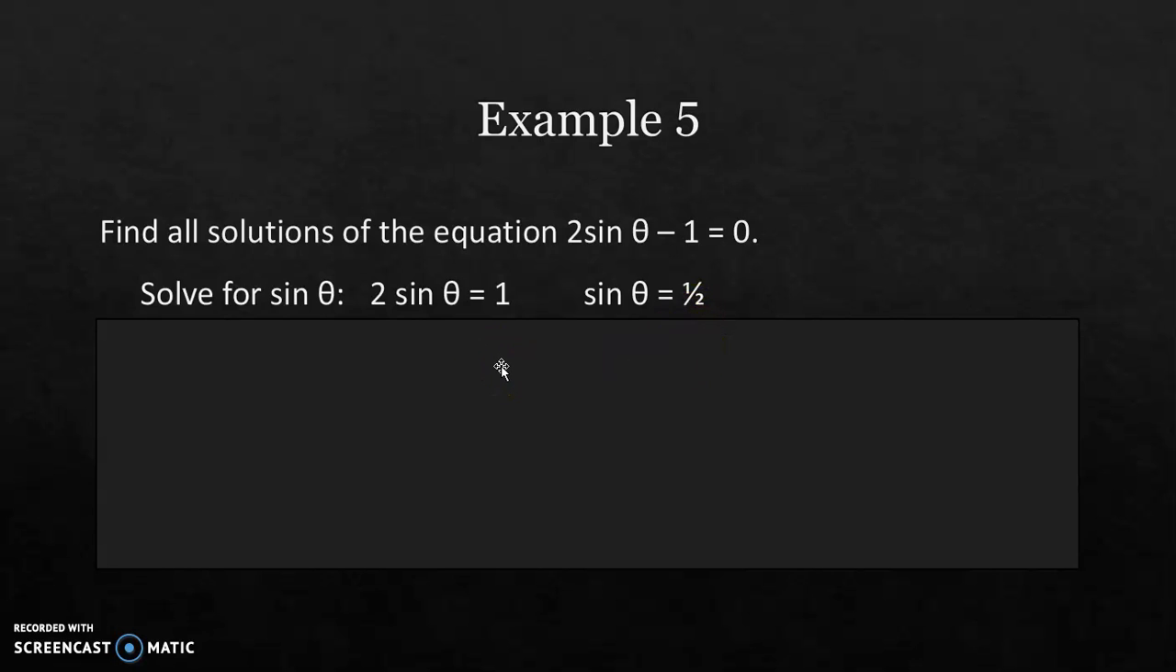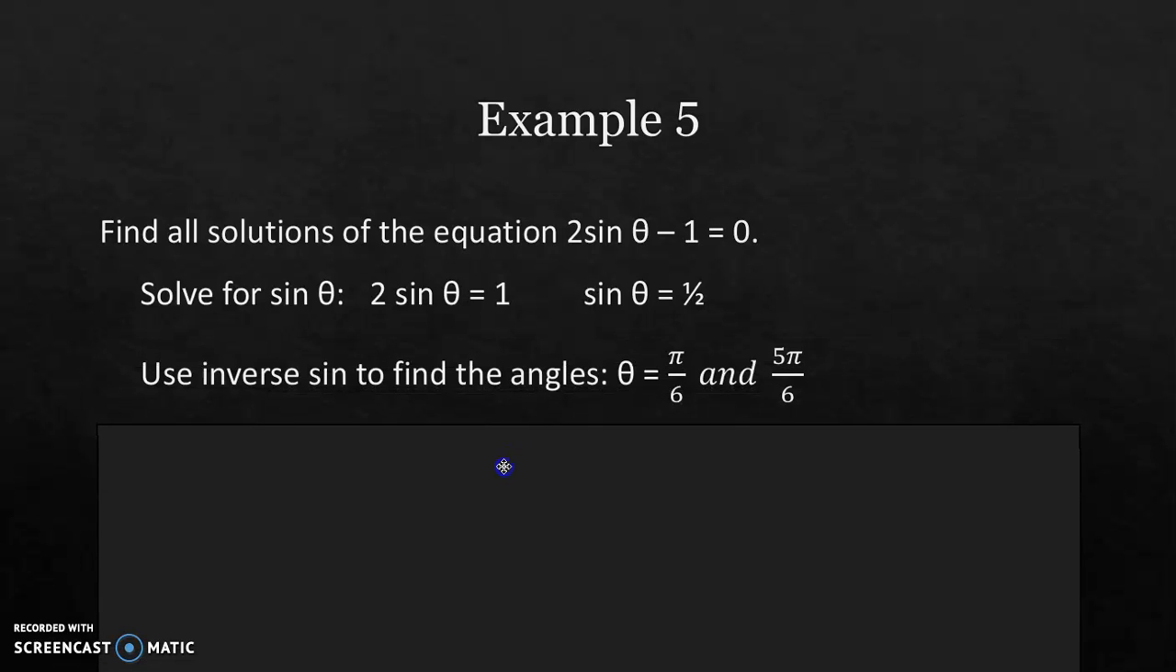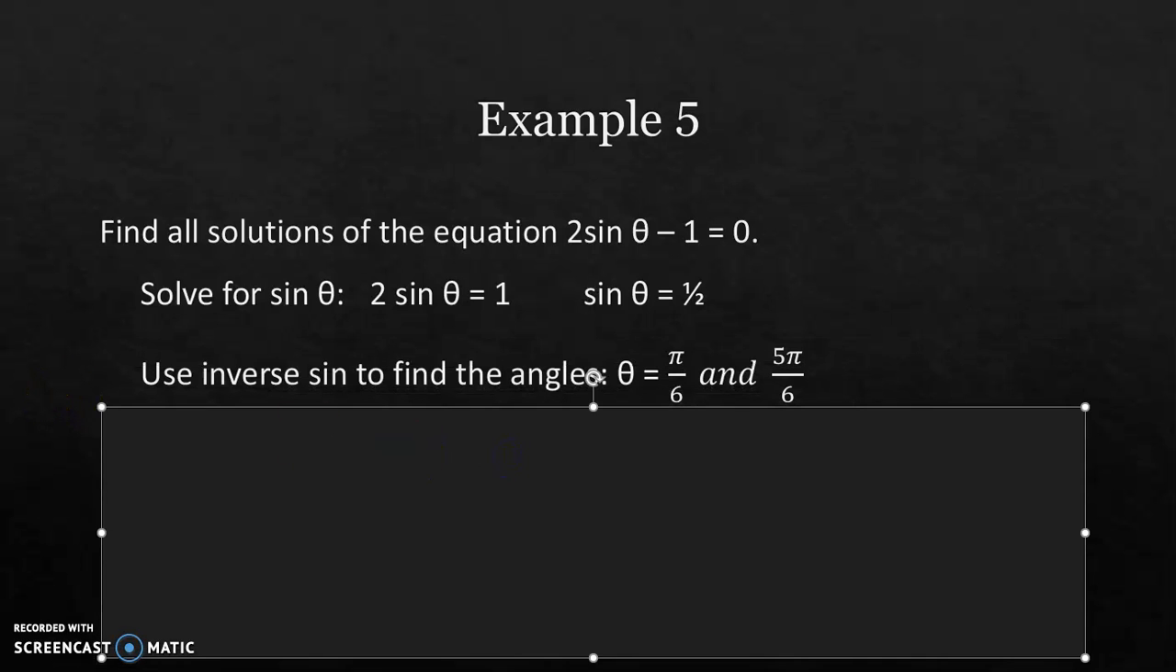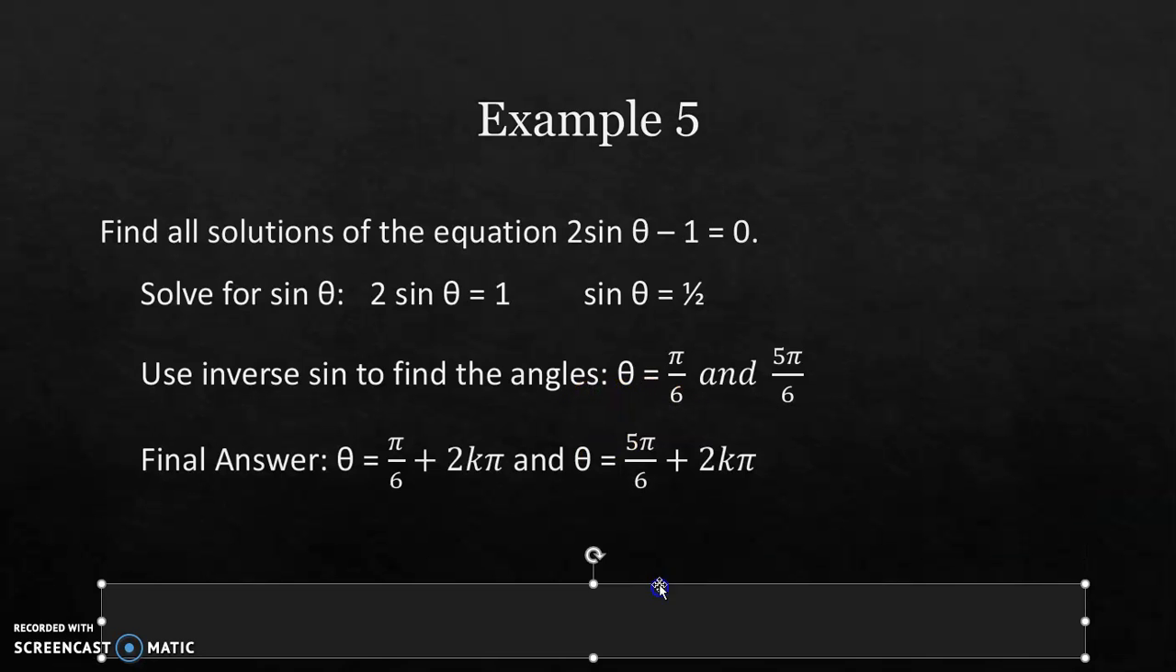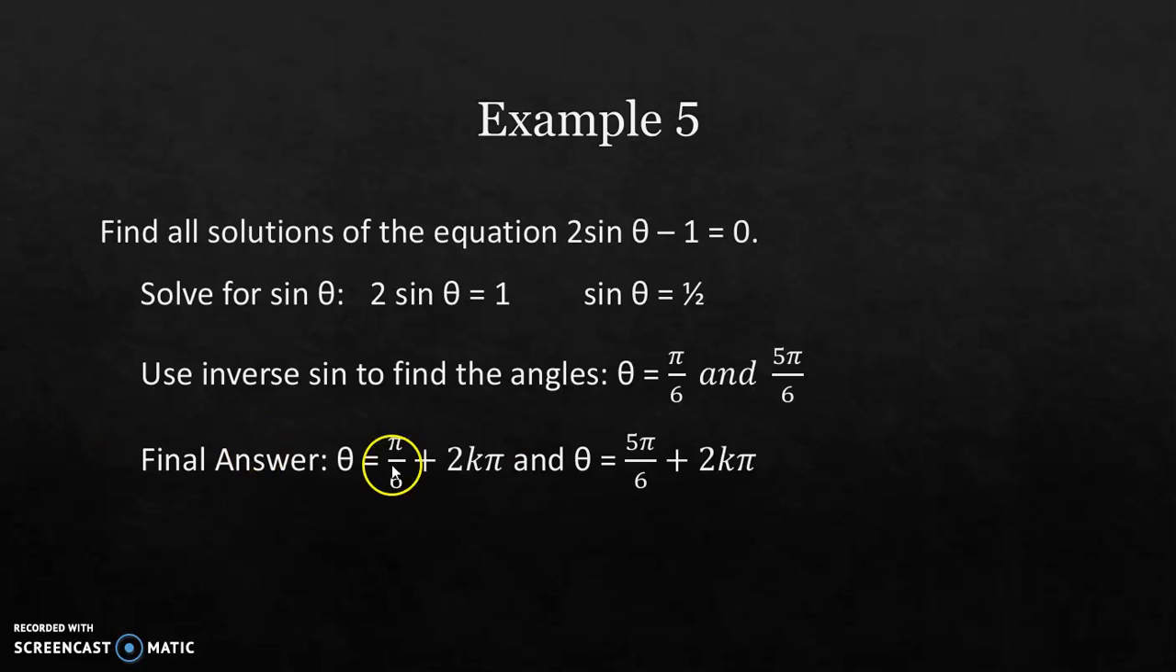And I can do inverse sine of 1/2. And that gets me pi over 6 and 5 pi over 6. Now it says all solutions, so that means I write those as equations. Pi over 6 plus k pi and 5 pi over 6 plus k pi. And those are my answers there. Okay, so pi over 6 plus 2k pi and 5 pi over 6 plus 2k pi.